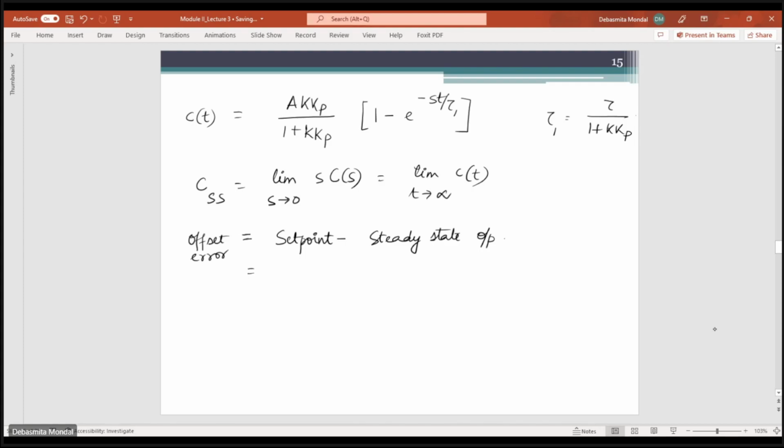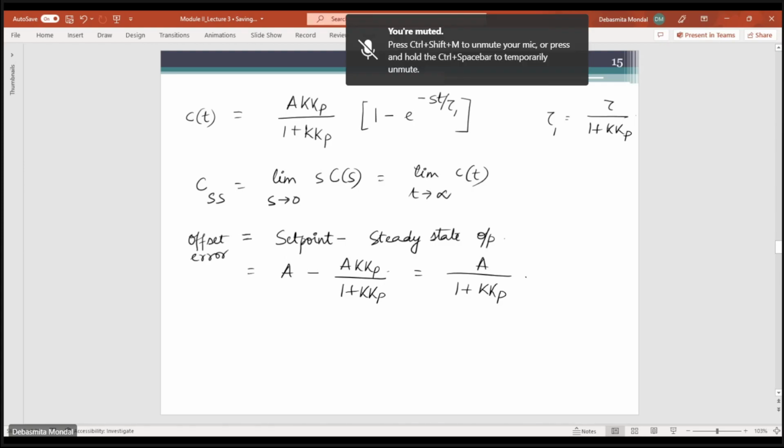Okay, so the set point is A and the steady state output, with this exponential term going to 0, is C at t equals to infinity, which is nothing but A K Kp by 1 plus K Kp. So the offset is equal to A by 1 plus K Kp. Now you see that this value is always greater than 0. So whenever you are using a proportional control, there will always be a difference between the set point and the steady state output.